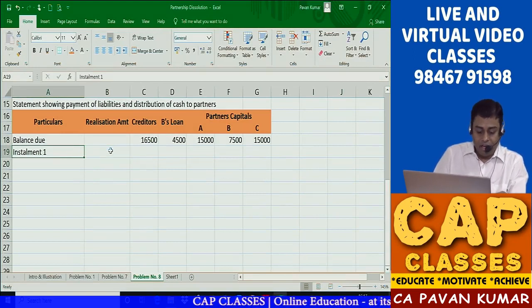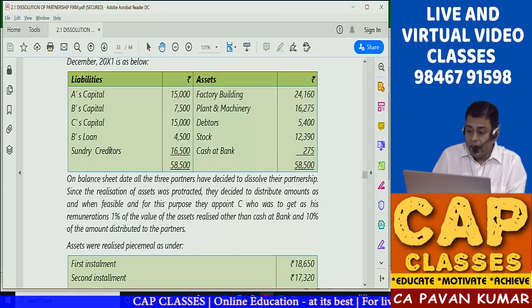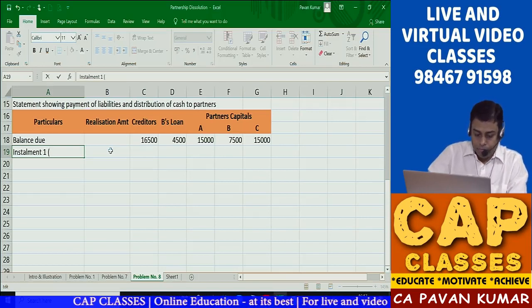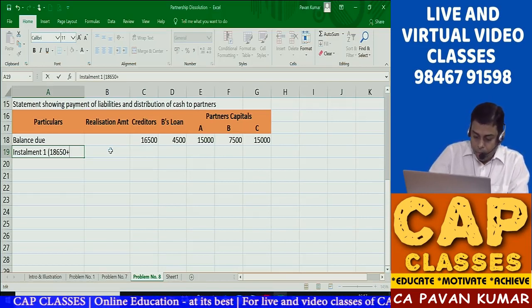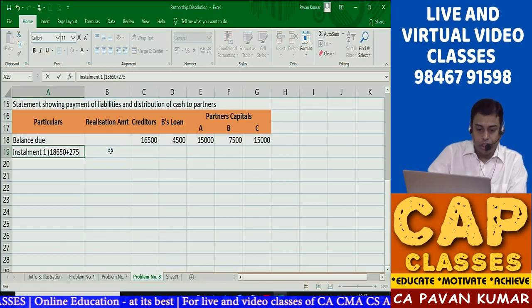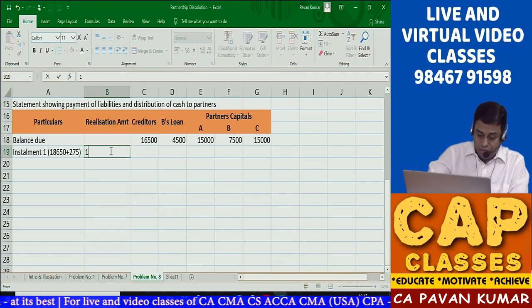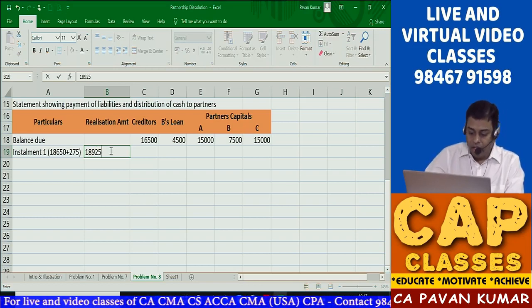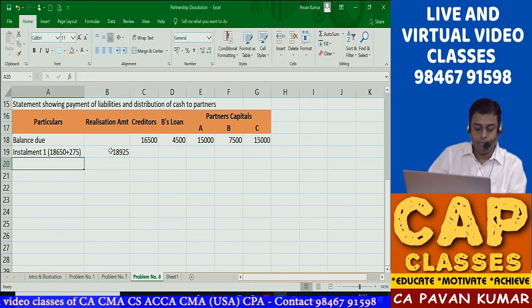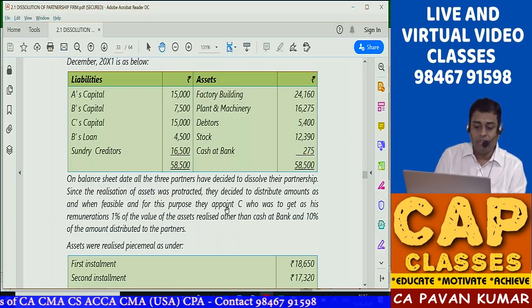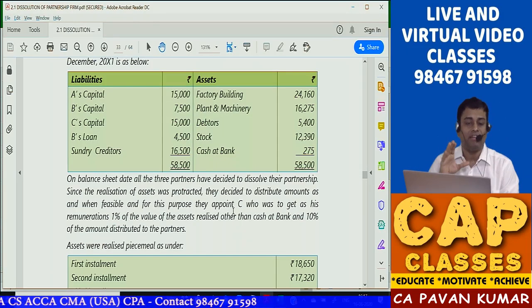Here we'll write 18,650 plus 275 cash. So total we have how much? 18,925. Correct? 18,925 is the cash that is available in your hand.